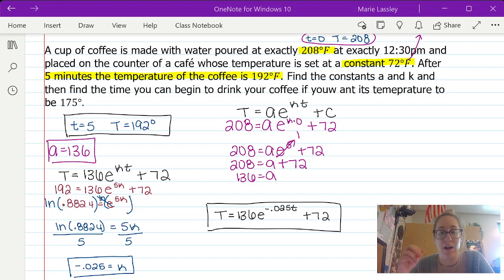Find the time you can begin to drink your coffee if you want its temperature to be 175 degrees. All right, so 175 is the optimal temperature to drink your coffee at. Fun fact. All right, so this is a capital T value. We want to find the little t value, how much time has gone by. All right, so we're going to plug in 175 for our capital T.